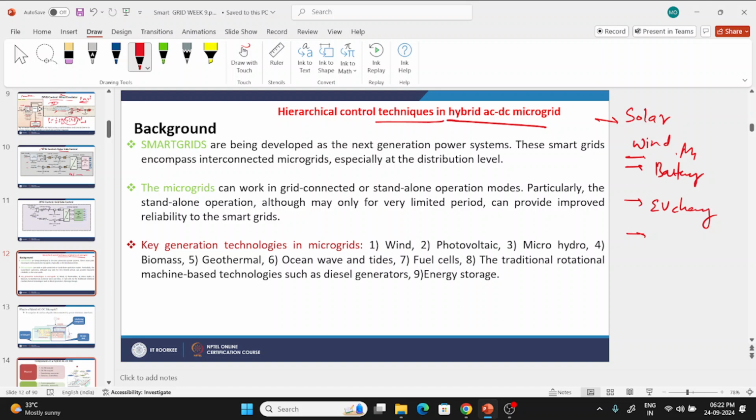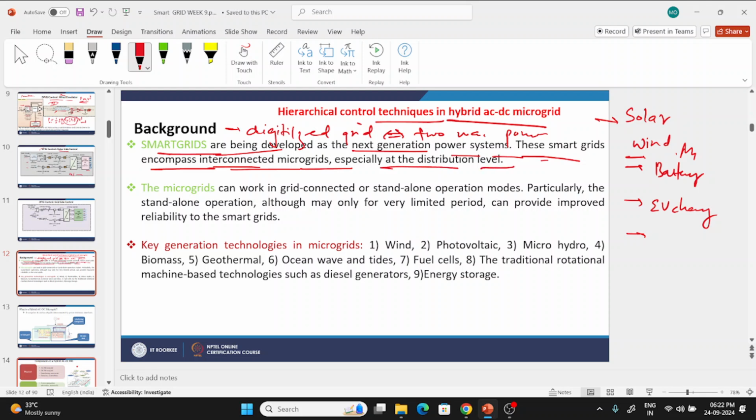So basically, what is a smart grid? It is a next generation power system. We have been talking about this for the last 9 weeks. What is a smart grid? This is, we can say, a digitalized grid where two-way power flow can happen. Okay, these smart grids encompass the interconnected microgrid, especially at the distribution level.